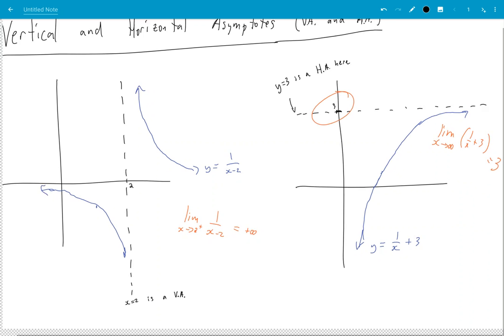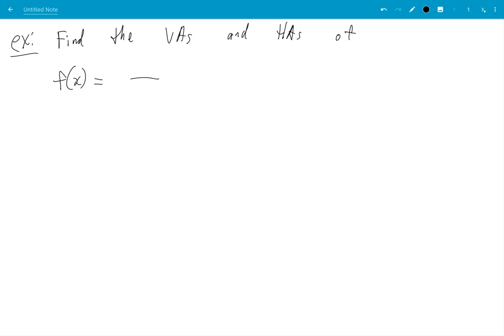Okay, so if we have a function that we want to graph, we're going to do limits to find horizontal asymptotes. So let's see here. Find the vertical asymptotes and/or horizontal asymptotes of, let's come up with a function here, f of x is, say, 2x squared plus 1 over x squared minus 1.